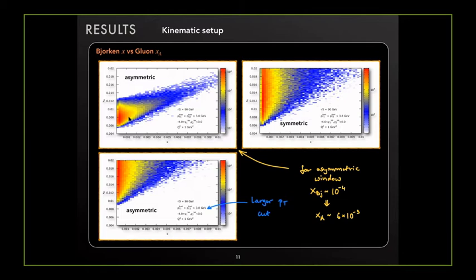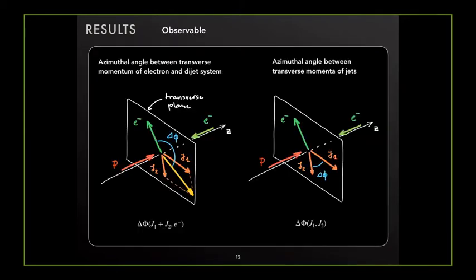So that's the setup, and then the observable that we studied. As I mentioned, we want to look at the azimuthal angle between the scattered electron and the dijet system. So it's the total transverse momentum of the jets, and we look at this angle. We call this delta phi between J1 plus J2 and the electron.